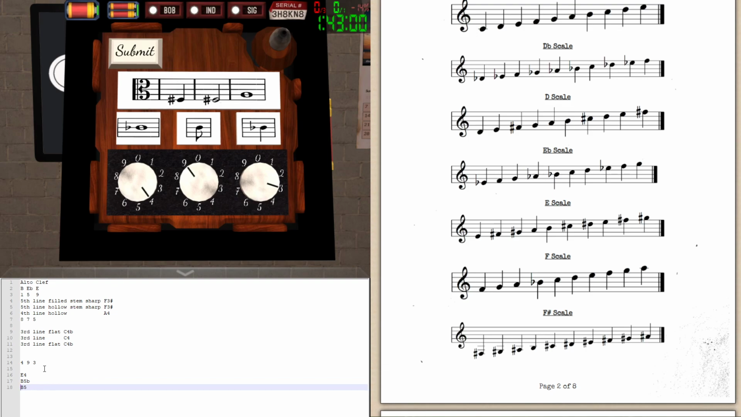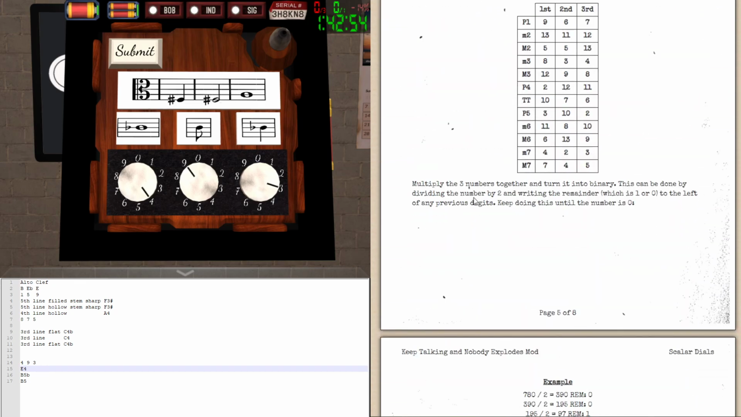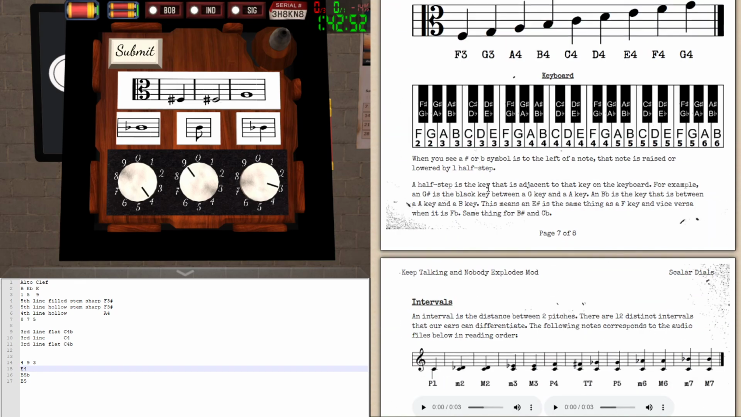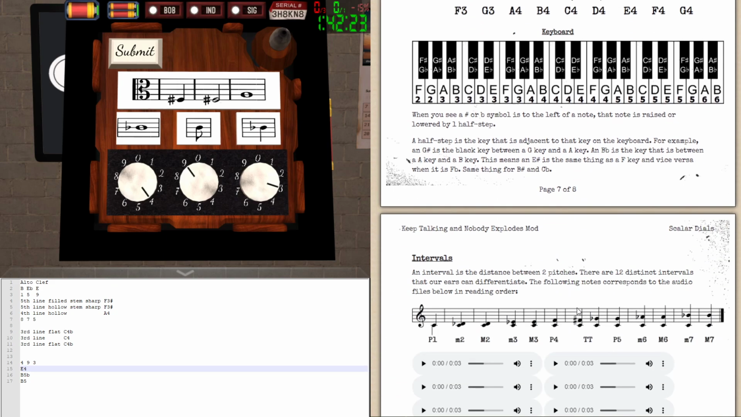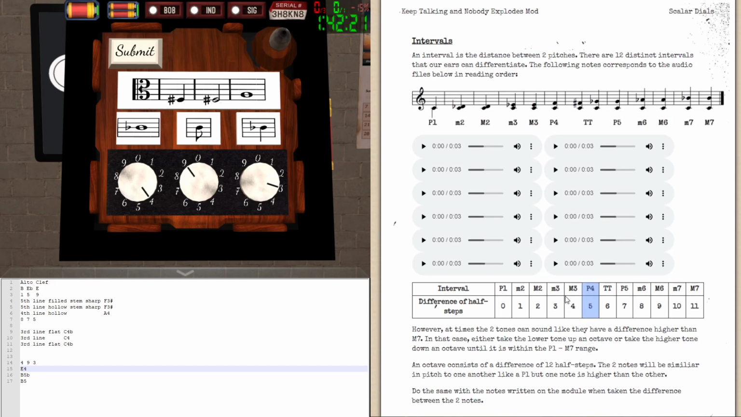Now we have to figure out the intervals between each one. So what we have to do is go to the keyboard and find C flat 4. If we go to C4 and then go a flat, which means we go down a half step, this is our C4 flat, which is the same thing as B4. So don't worry about it. Then we need to find E4 on here, which is right there. And we're going to measure the distance between the two. 1, 2, 3, 4, 5. Okay, what has a difference of 5? Which is a P4.